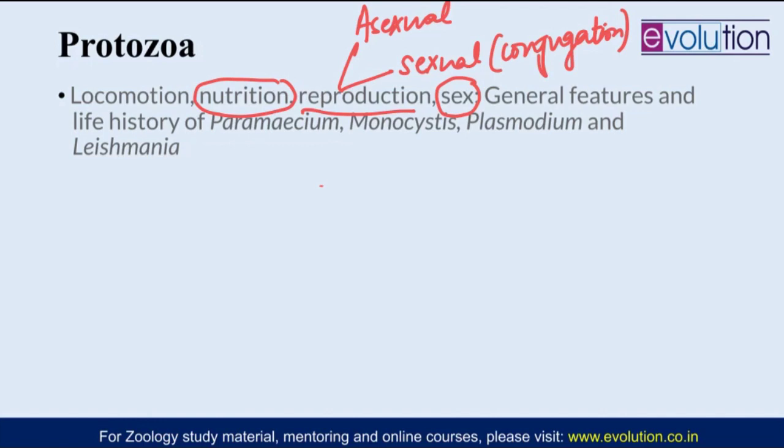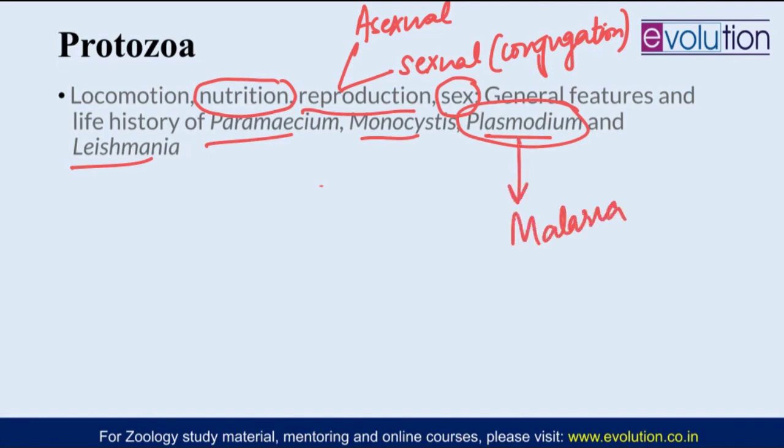So that is an evolutionary process which eventually led to multicellularity and then led to the development of rest of the phylum. Then there are certain specimens whose life cycle you have to study, and that includes Paramecium, Monocystis, Plasmodium, and Leishmania. Plasmodium is very important. Here it is the causative organism for malaria, and that topic is also covered under economic zoology.